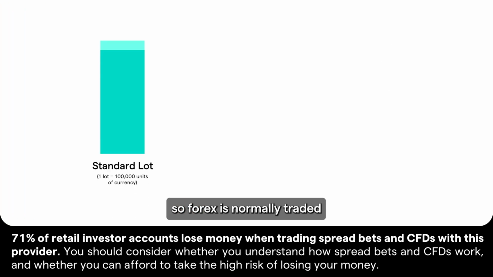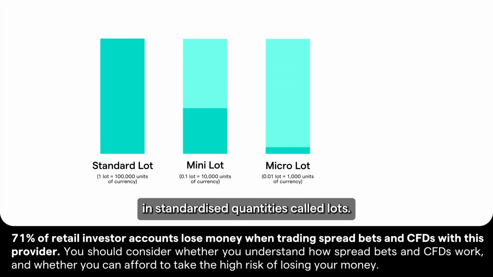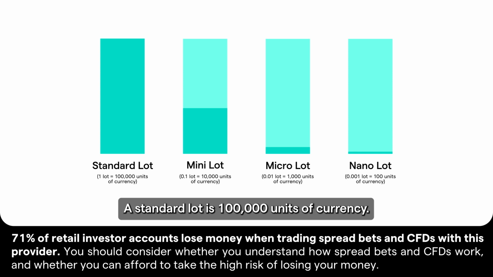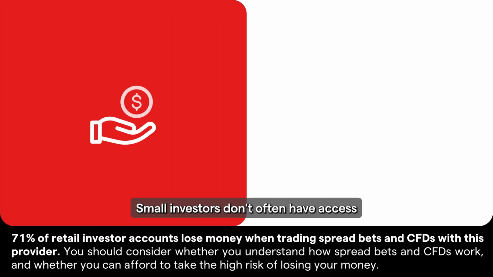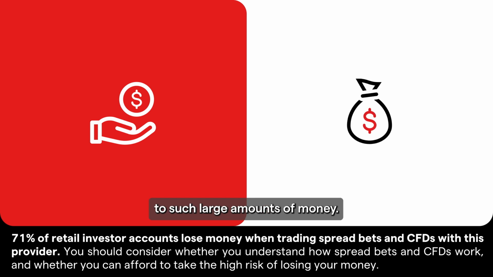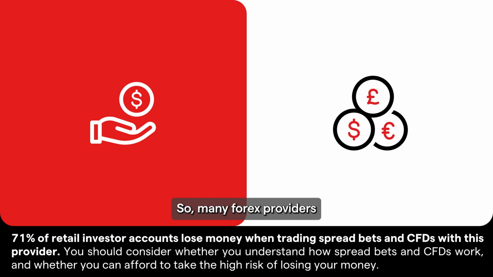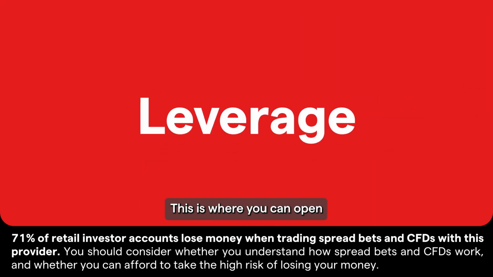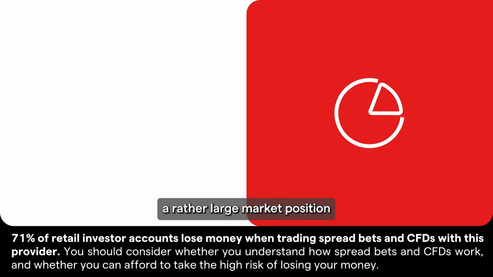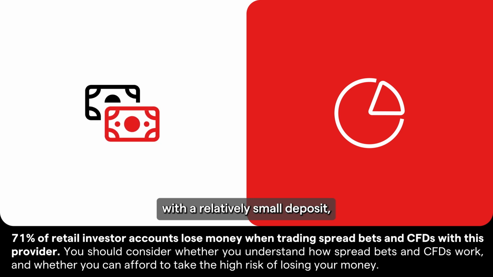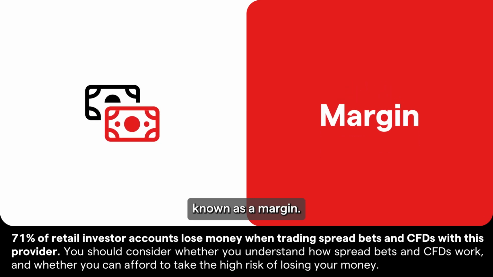So, Forex is normally traded in standardized quantities called lots. A standard lot is 100,000 units of currency. Small investors don't often have access to such large amounts of money. So, many Forex providers allow you to trade using leverage. This is where you can open a rather large market position with a relatively small deposit, known as a margin.